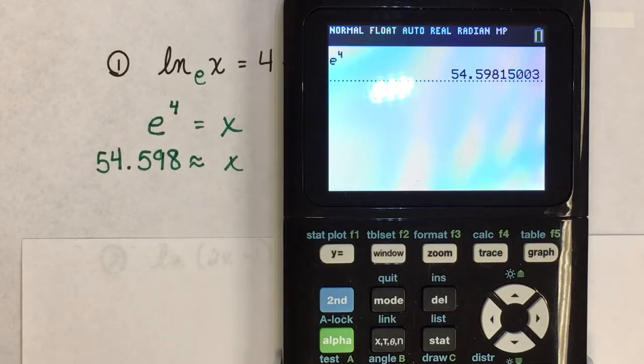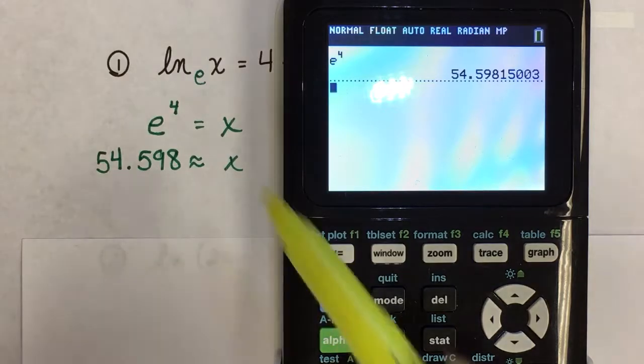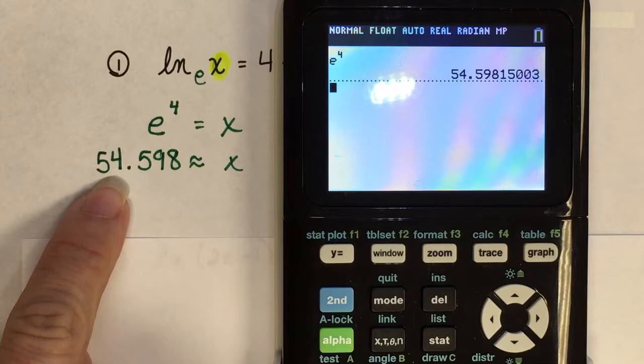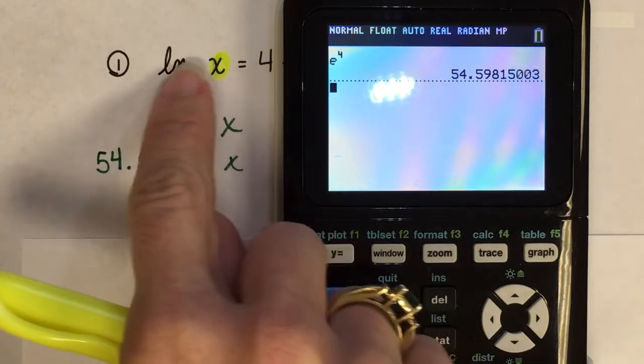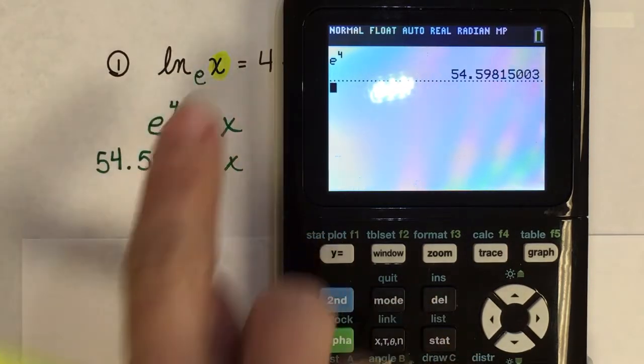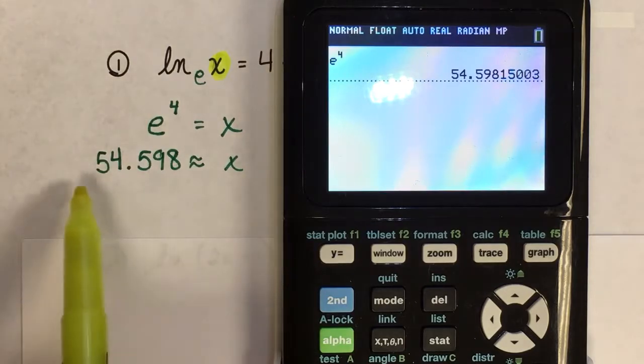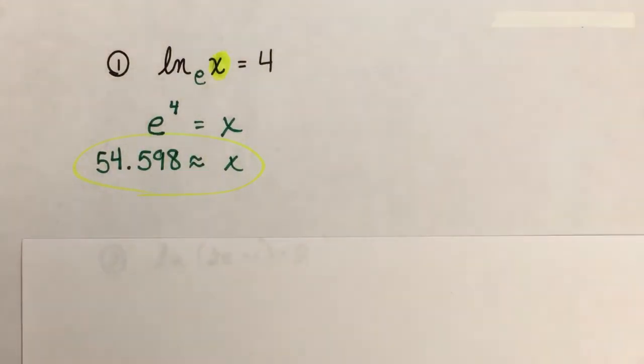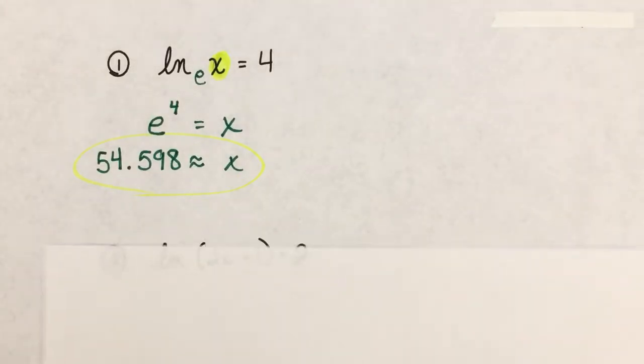Now to check this, of course here, your argument is just this x. This is a positive number, so if I plug that in, then that would be the natural log of a positive. So that answer would end up checking. Next.